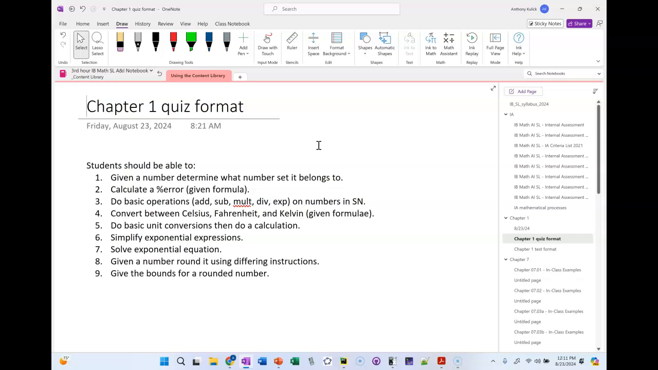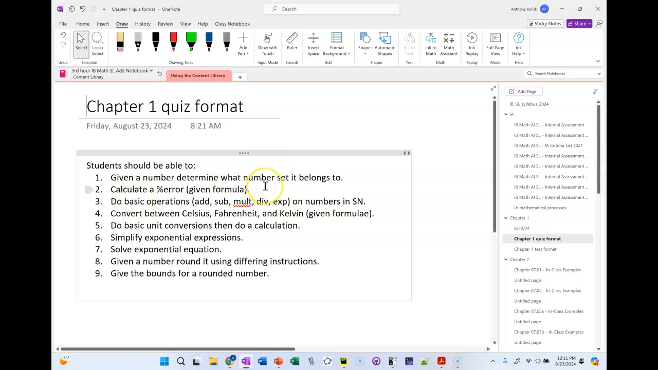As an aside, when I write down the number sets, I'll use the symbols, like the N and the Z and the Q and the R, for natural number, integer, rational number, real number. You should be able to calculate a percent error. I will give you the percent error formula.